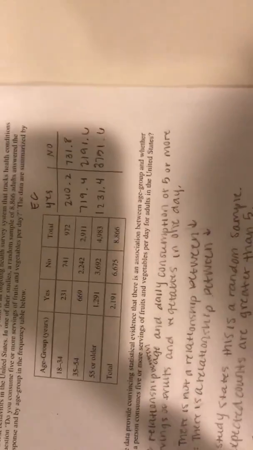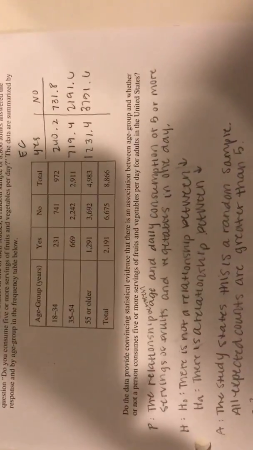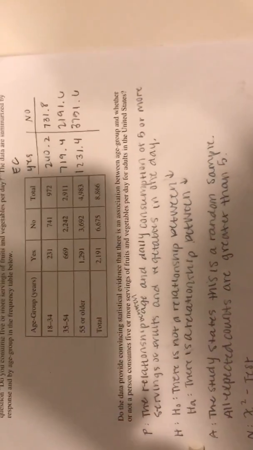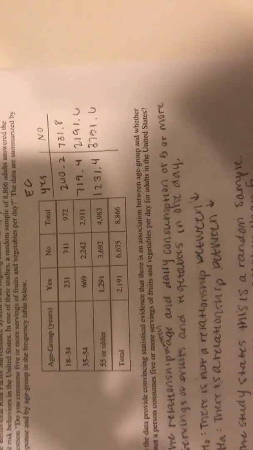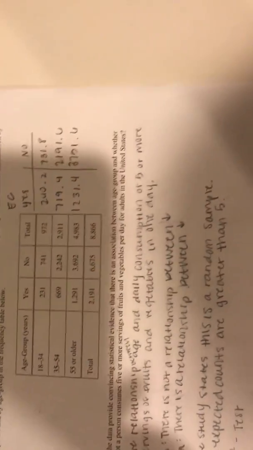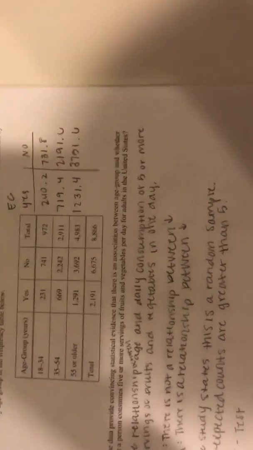Okay, so we are discussing the relationship between age and daily consumption of 5 or more servings of fruits and vegetables to see if they do have a relationship or if they don't. So that was my parameter. So we're going to go through PHANTOMS because it's asking if the data provides convincing statistical evidence that there is an association between age group and whether or not a person consumes 5 or more servings of fruits and vegetables per day for adults in the United States. And they have 3 types of age groups, which we'll go into more detail in a second.